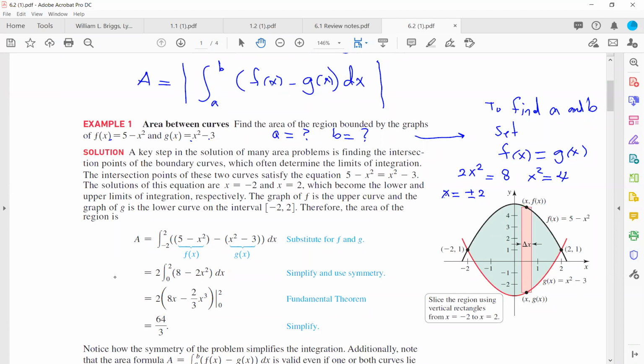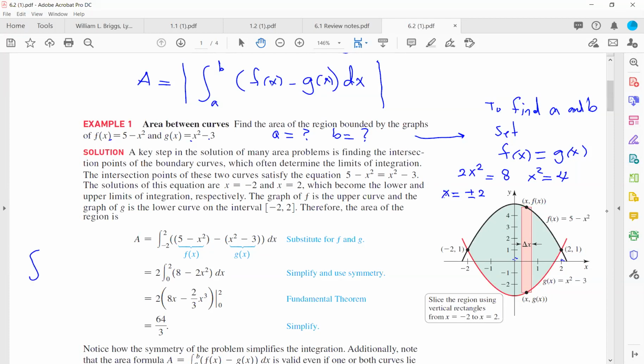Okay, take a look at this area. First of all, you have symmetry. Because of symmetry and because you have an even function, this function 8 minus 2x squared, if you investigate, is an even function. So you can find the integral between 0 and 2 and multiply it by 2 to get the total area.